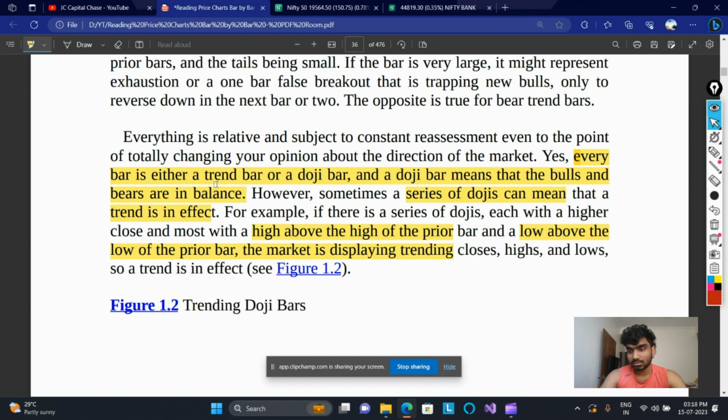If you want to make it in simpler terms, always consider every candle to be either a trend bar or a doji bar. If the body is small, consider it a doji, consider it indecision, a place where a decision has to be made, where the market has not decided whether it's going to go up or down. If you can trade the market in very simple terms, it is much easier to sustain and much easier to remove all the noise, and you can make better trading decisions. But here the author says a series of dojis can mean the trend is still in effect.